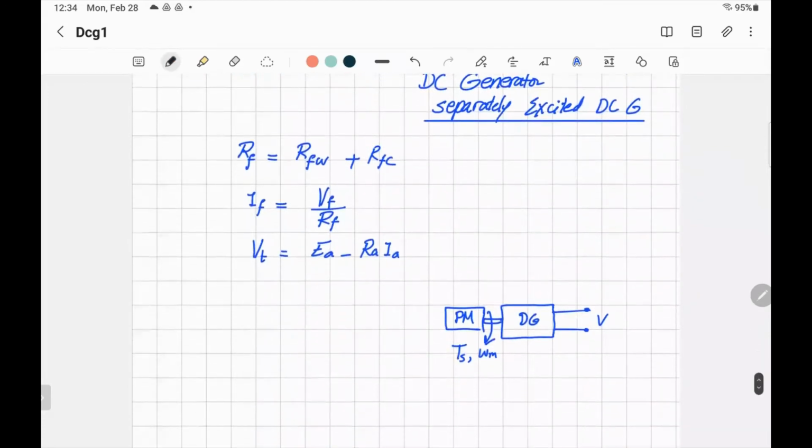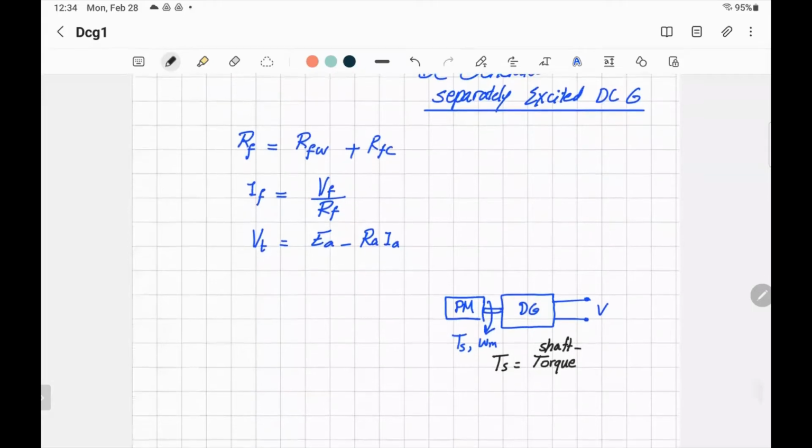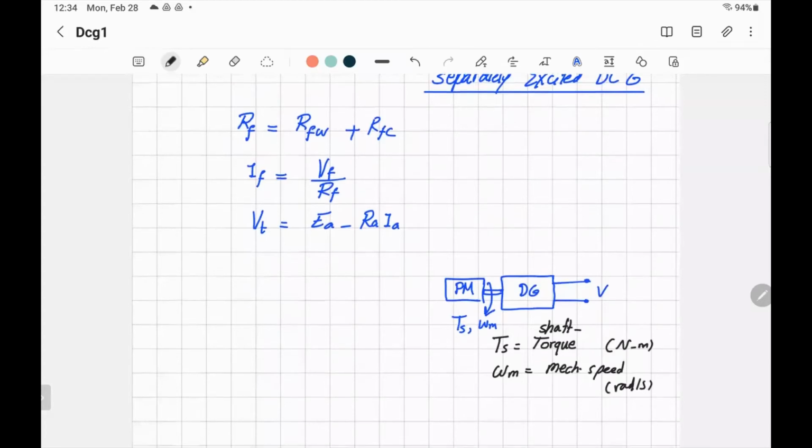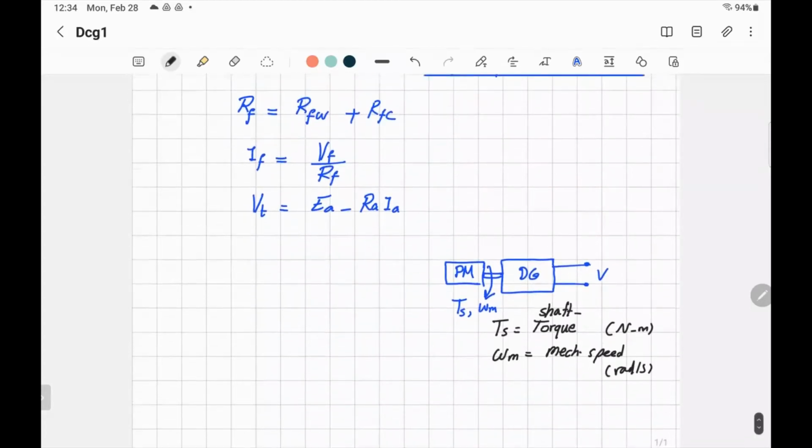So let's call TS the torque of the shaft, and that's also in Newton meters. And omega m is the angular speed or mechanical speed of the shaft, in radians per second. If it's not given, and only n in revolutions per minute is given, we can get omega m by pi, as I said last time, times n over 30, where n is the speed in revolutions per minute. So we have the input.